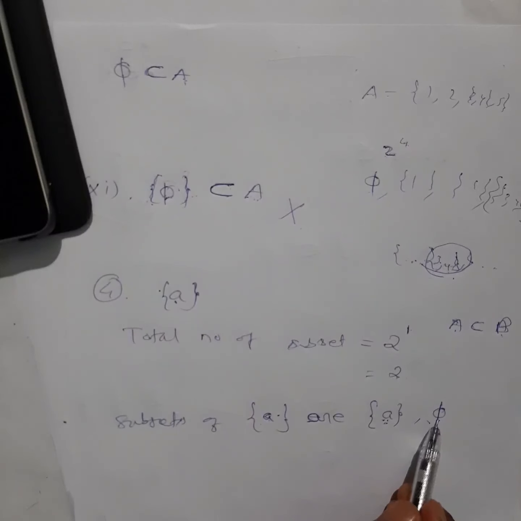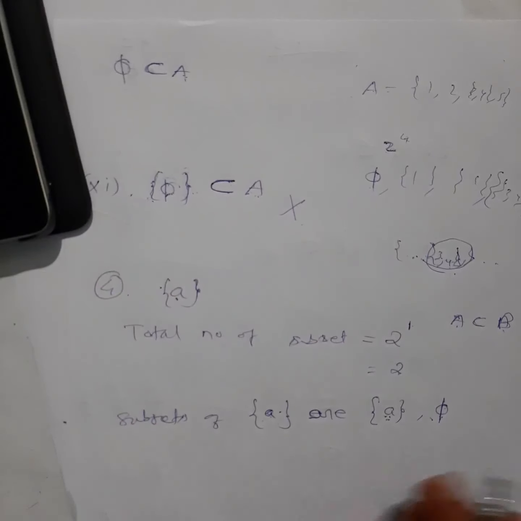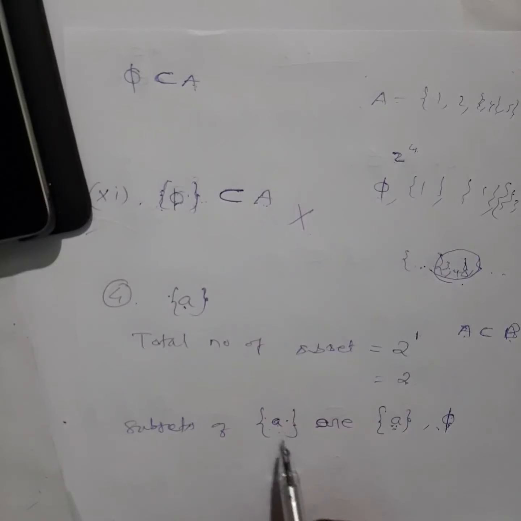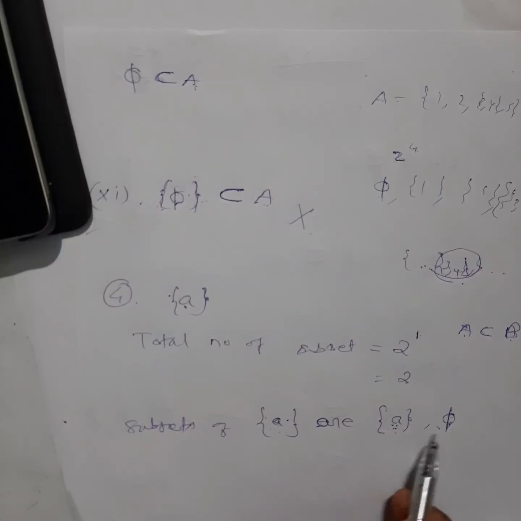Okay. Next, phi. Phi does not have any element. So I can say all elements of this one are contained here. It does not have any element, right? So this also will be a subset. So phi is an obvious case, and the set itself is always an obvious case.